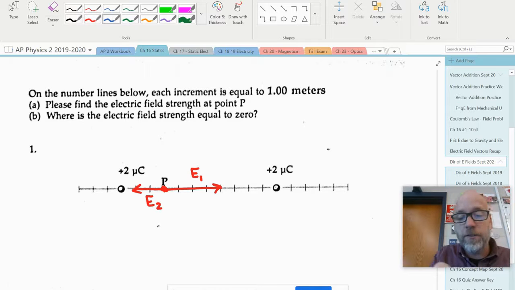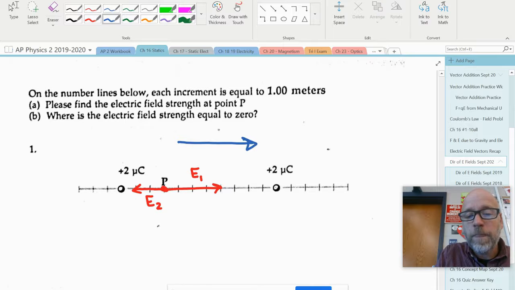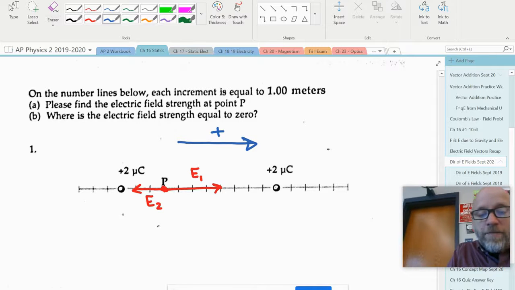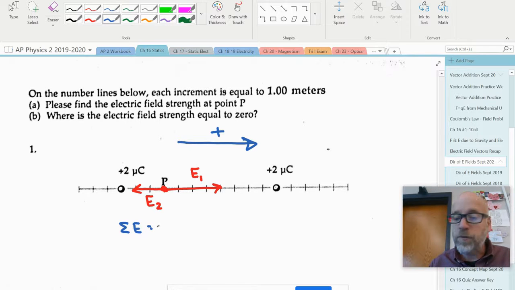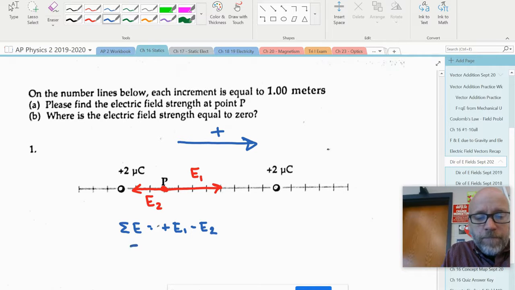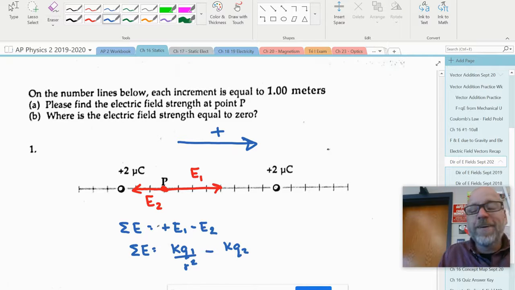But what I need to make sure I do is define which direction is positive. Now, when I find the sum of the electric fields, I am simply going to add them up as if they're just vectors. So E1 is in the positive direction. E2 is in the negative direction. So the sum of those is you just add them up. Now, the formula for electric field is going to be kQ1 over R1 squared minus kQ2 over R2 squared.